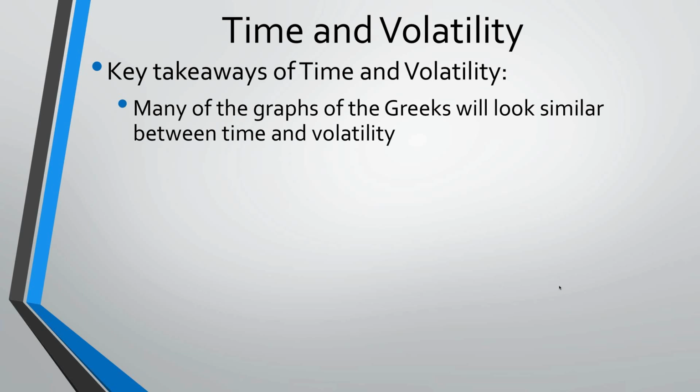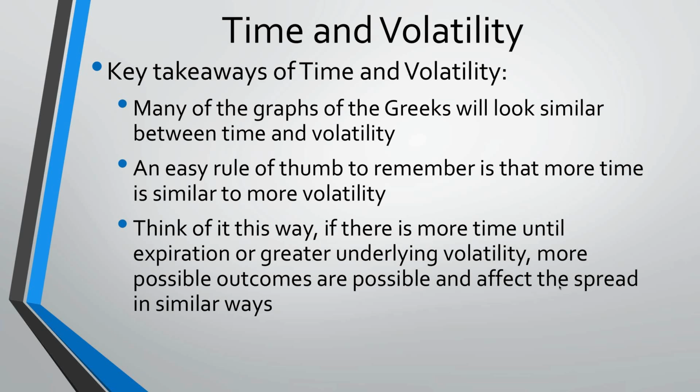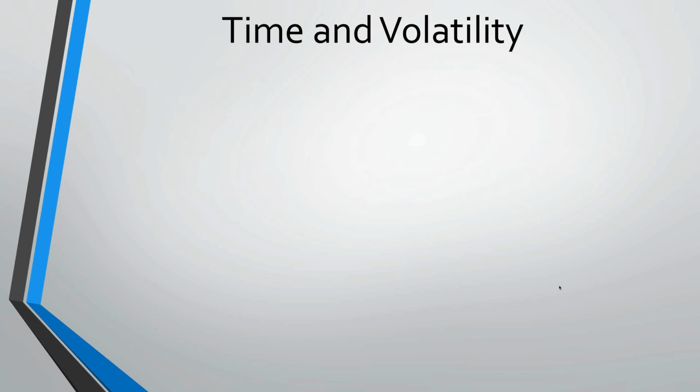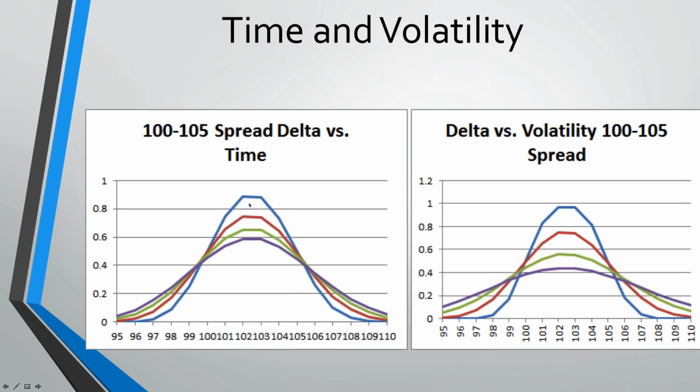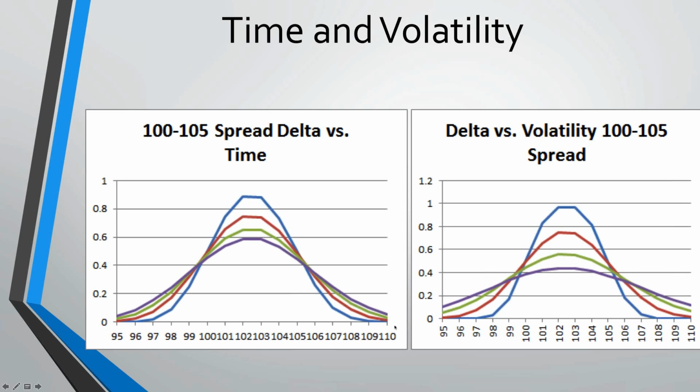So key takeaways of time and volatility. Many of the graphs of the Greeks will look similar between time and volatility. An easy rule of thumb to remember: more time is similar to more volatility. Think of it this way: if there's more time until expiration or greater underlying volatility, more outcomes are possible and affect the spread in similar ways. And where you are in the spread is going to determine the effect it has. It's going to have a different effect with more time to go or more volatility if the spread is trading closer to the midpoint, between the floor and the ceiling price, than it will if you're below the floor or above the ceiling.